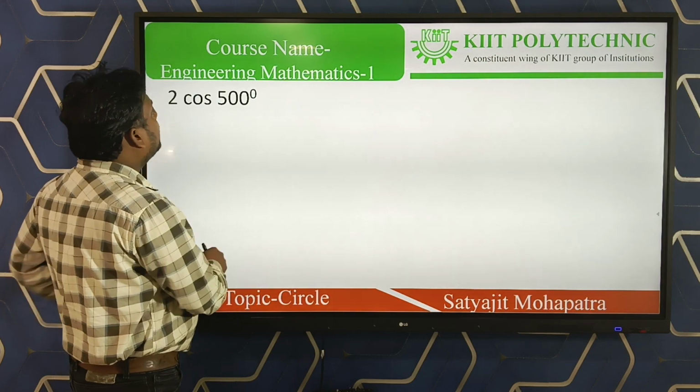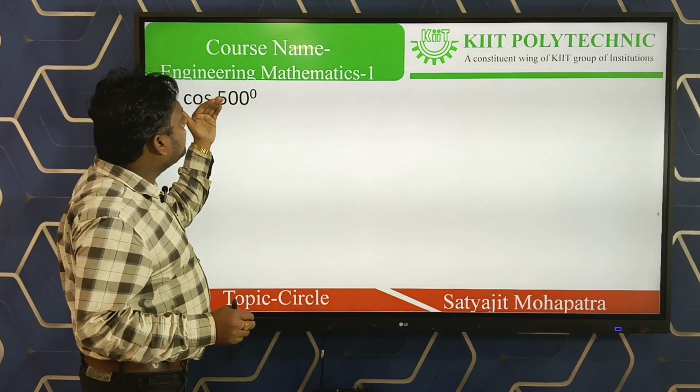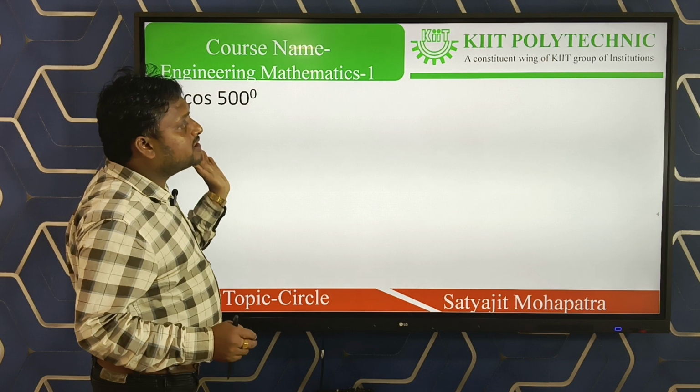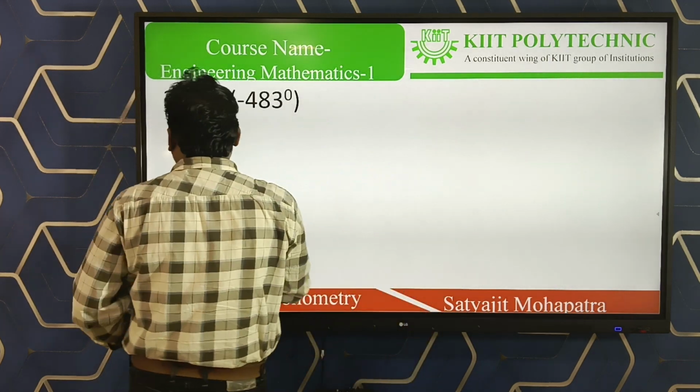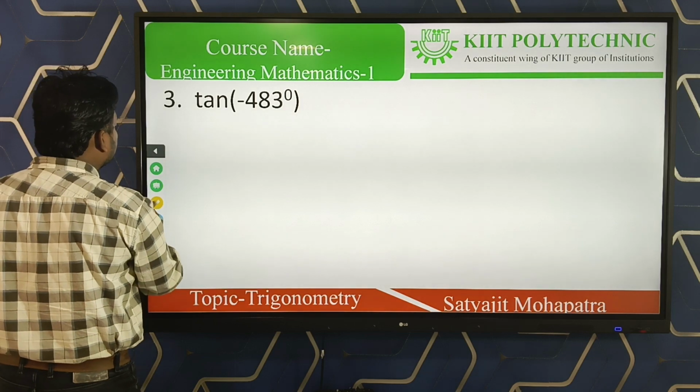Come to the next slide. Here cos 500. You can easily do this by the previous method. Suppose 500. We have divided, sorry, just a minute.